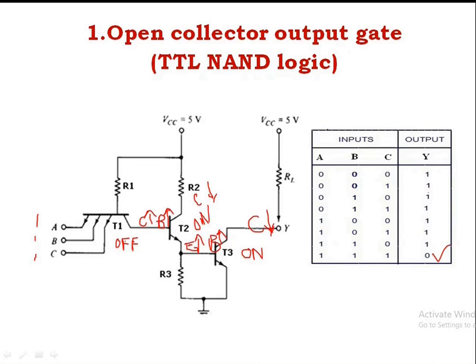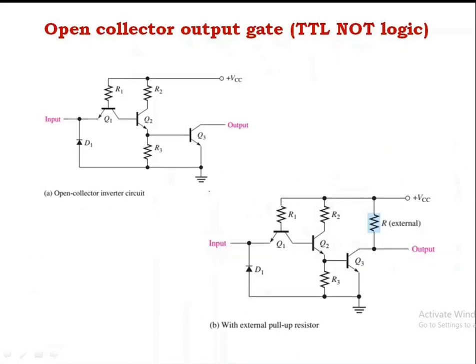When you talk about the applications, it is used for driving a lamp or relay. When the output is low, the saturated transistor T3 forms a path for the current that turns the lamp on. So this is the TTL NOT gate, NOT logic. Okay, so I'll say you this.